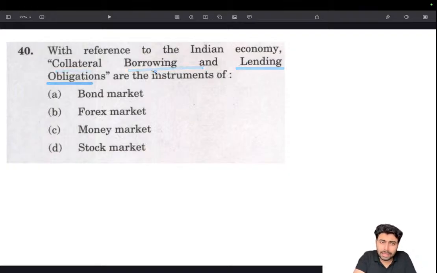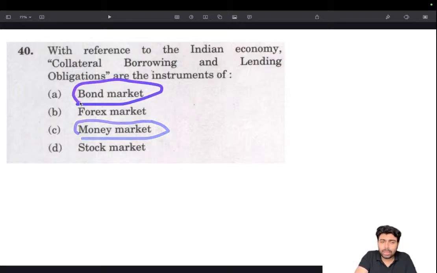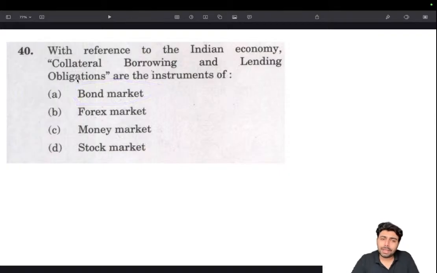So they are basically borrowing and lending. We need to know in which of the cases there is an element of borrowing and lending happening, basically debt servicing. Debt servicing happens in 2 of these markets. Definitely there is nothing in the stock market. In the forex market also there is no borrowing or lending. But in the money market and bond market, in these two cases, there is an element of borrowing and lending happening. So if you could eliminate these two, you can arrive at the 50-50.